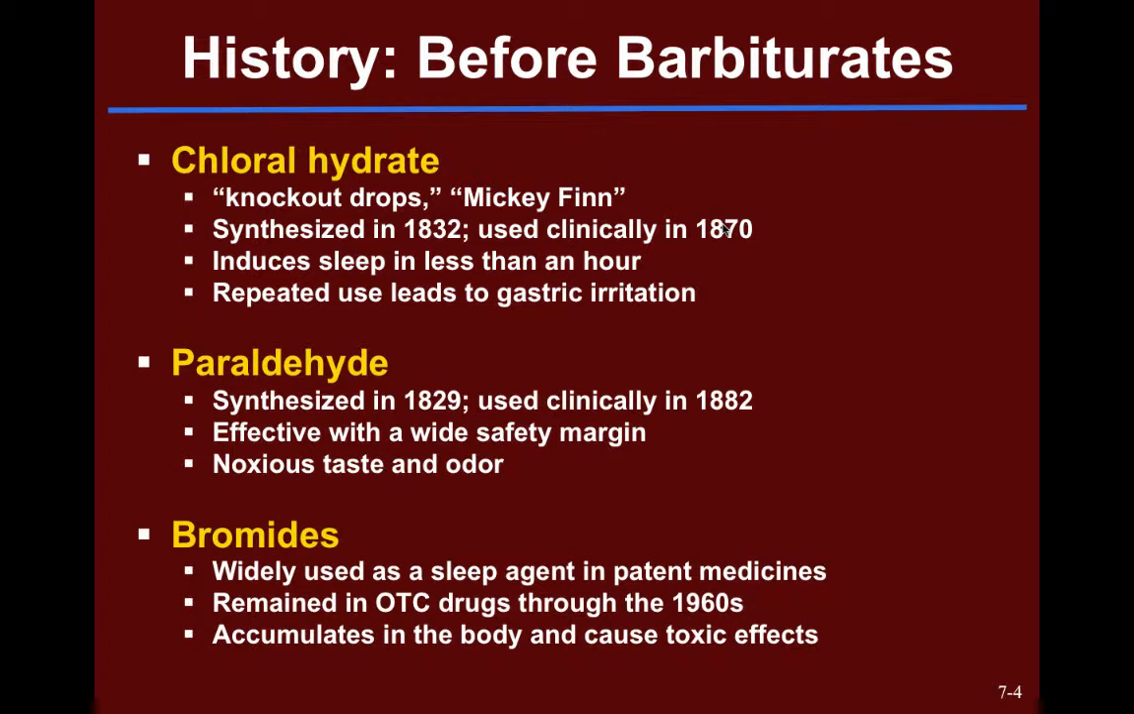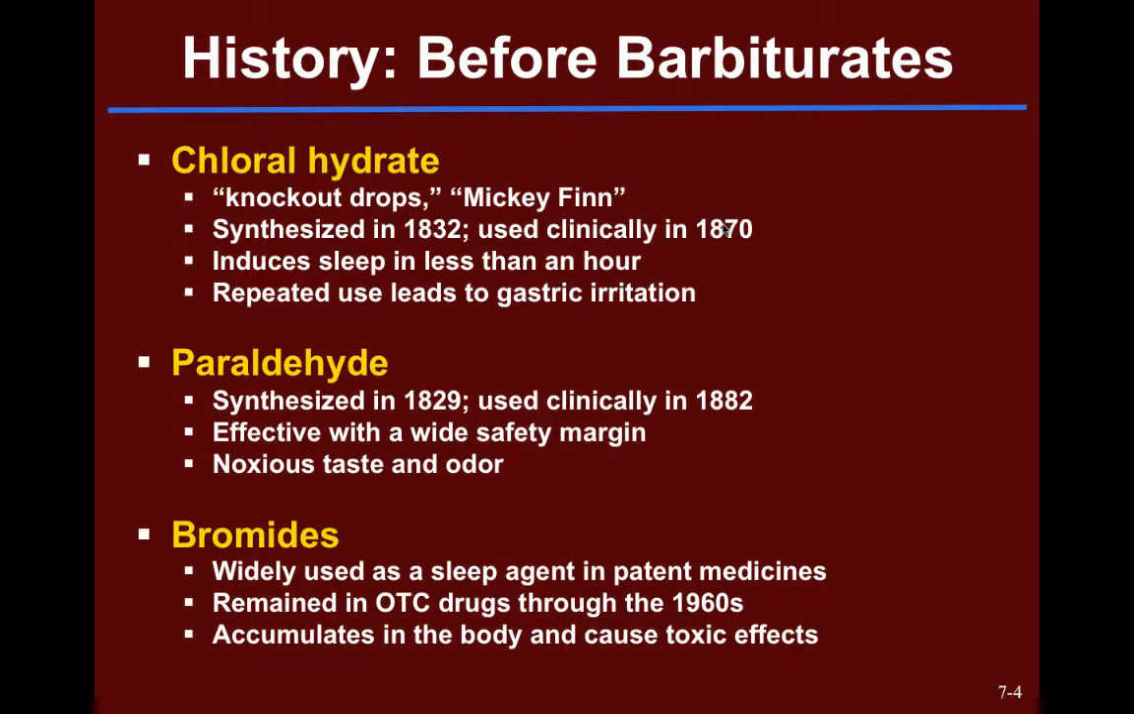Before our modern group of depressants, the barbiturates, there were depressants that were used in previous centuries, including alcohol. But some that you may be less familiar with include chloral hydrate, paraldehyde, and bromides. If you ever heard of knockout drops or the idea of a Mickey Finn, adding something to someone's drink in a bar, the concerns that we have about GHB and similar drugs in the modern era, chloral hydrate was their precursor. It could be added to a drink in a bar, and it would induce sleep in less than an hour. There were some definite side effects, typically gastric irritation with repeated use.